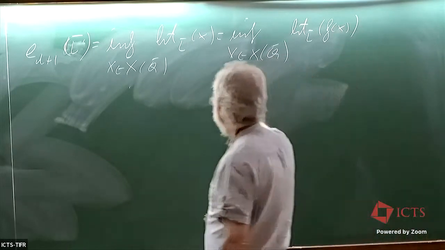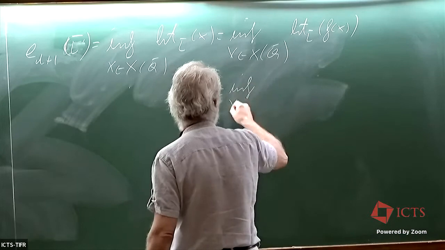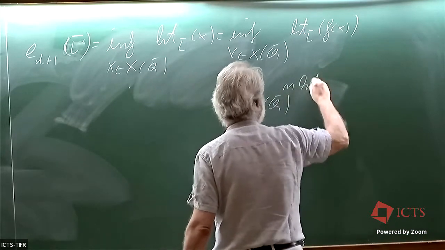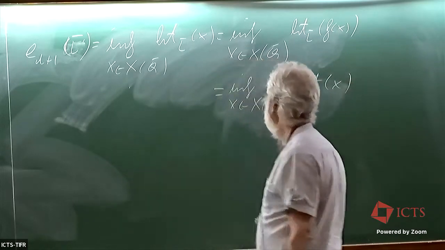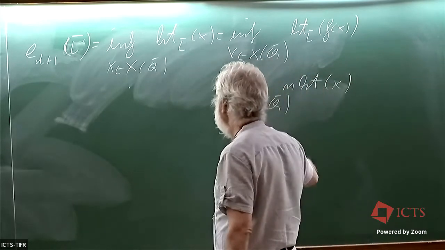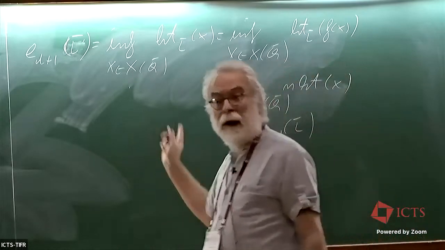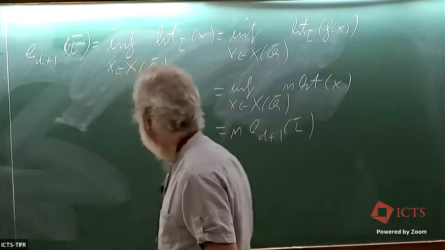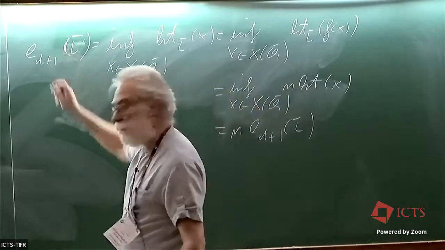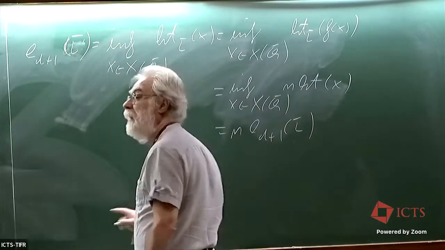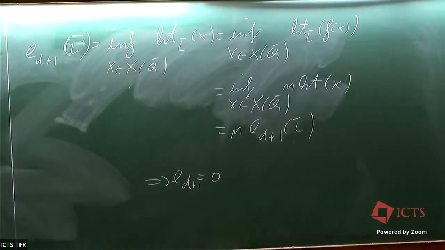And now this is the same as the infimum for all x inside X of Q bar of n times the height of x. But this is just n times E_{d+1} of L bar. Again, the only way we can get this equality is if E_{d+1} is equal to zero. So the absolute minimum of the points on a variety is bigger than zero.